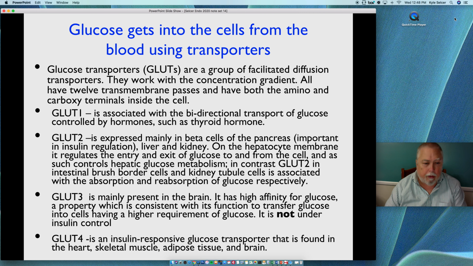Then GLUT4 is a strongly insulin responsive glucose transporter that's found in the heart, skeletal muscle, adipose tissue, and there are some in the brain. So the brain can upregulate glucose uptake, but it's got a lot of GLUT3 as well. But heart, skeletal muscle, and adipose tissue are the places that really get upregulated in the postprandial state when insulin is released.